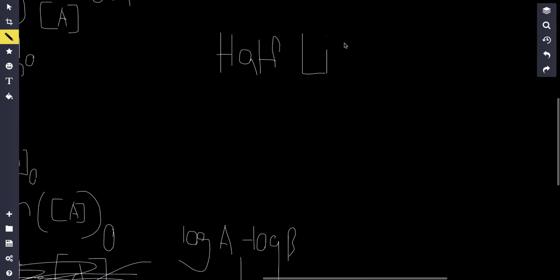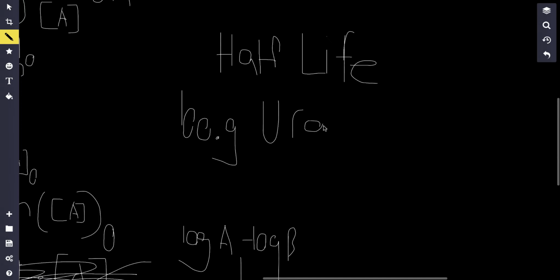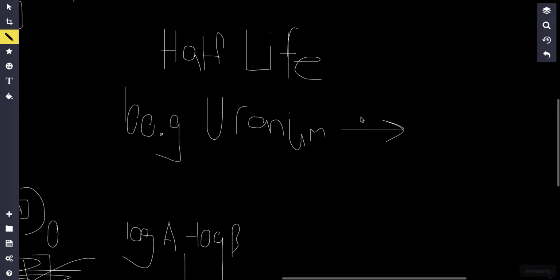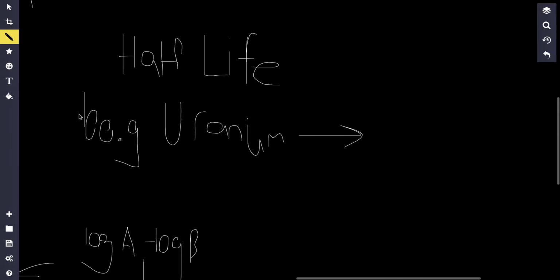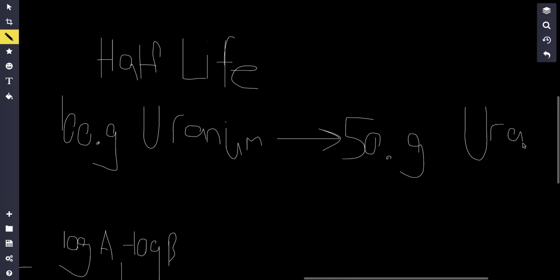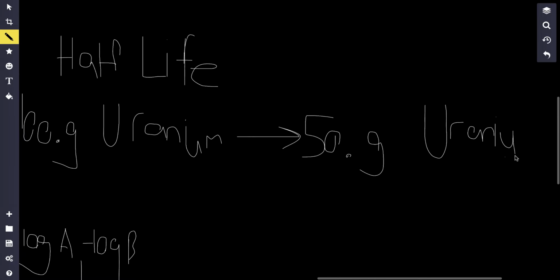Half-life is basically the amount of time it takes for half a sample to sort of decay. So for example, if I have 100 grams of uranium, uranium is going to decay into other elements. So essentially, how long is it going to take for this 100 grams of uranium to become 50 grams of uranium, right? How long is it going to take for it to do that?